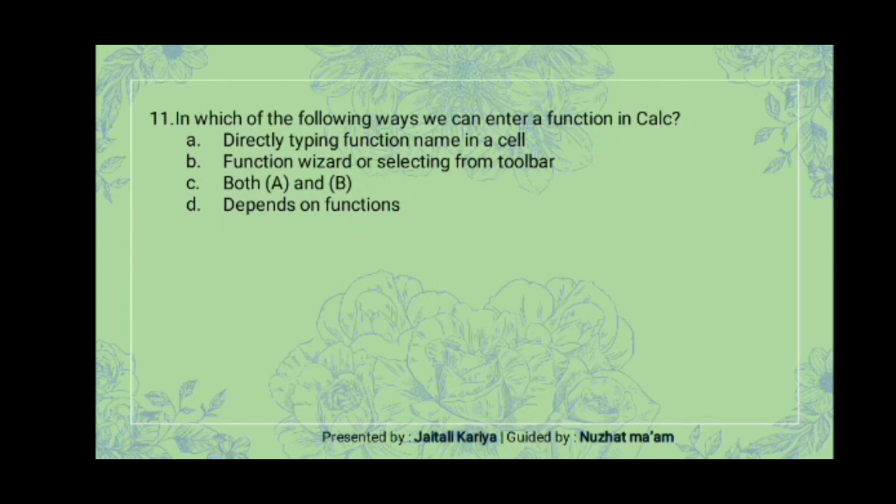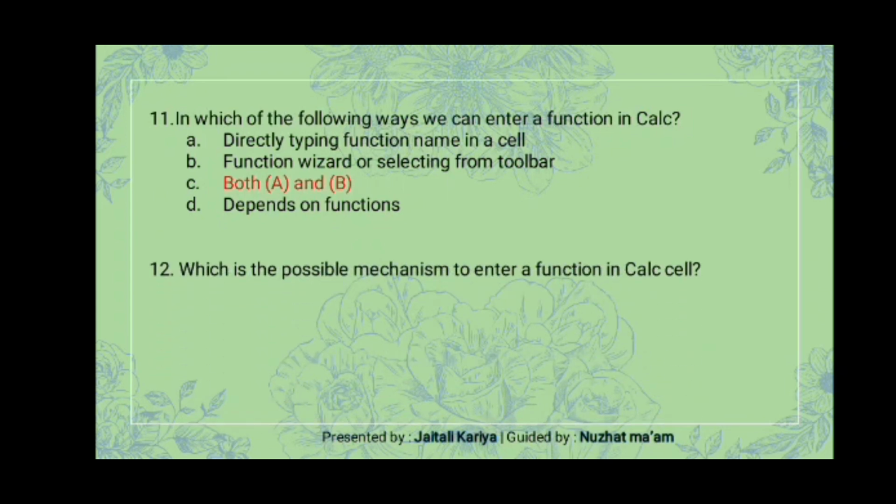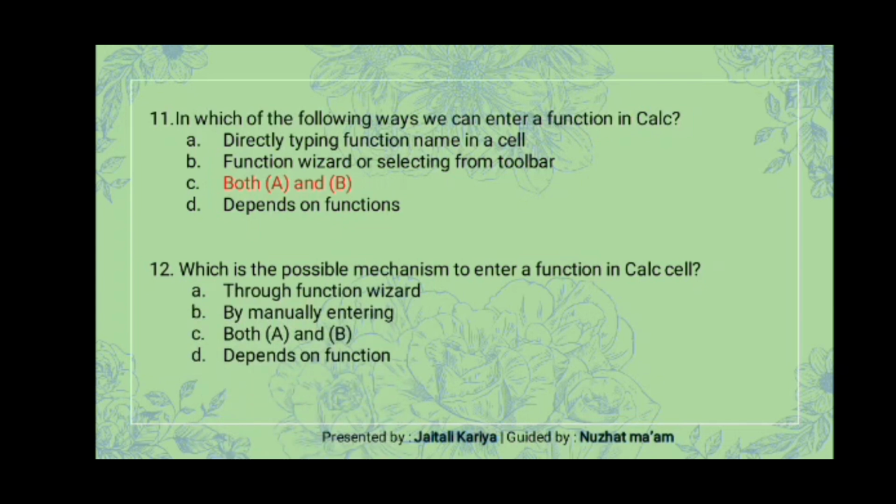11th, in which of the following ways we can enter a function in Calc? A. Directly typing function name in a cell, B. Function wizard or selecting from toolbar, C. Both A and B, and D. Depends on function. And the correct answer is C, that is, both A and B. 12th, which is the possible mechanism to enter a function in Calc cell? A. Through function wizard, B. By manually entering, C. Both A and B, and D. Depends on function. And the correct answer is C, that is, both A and B.